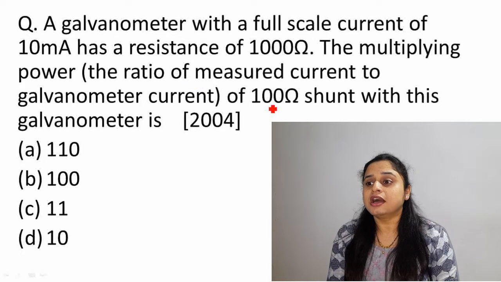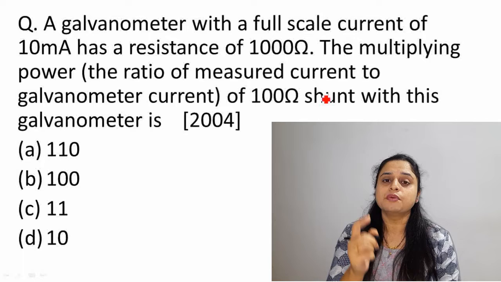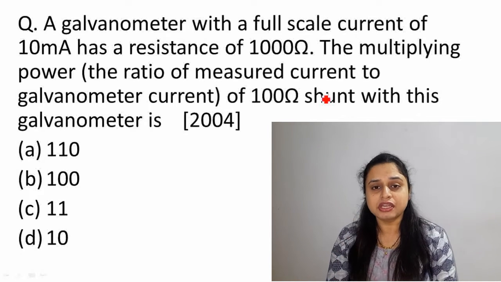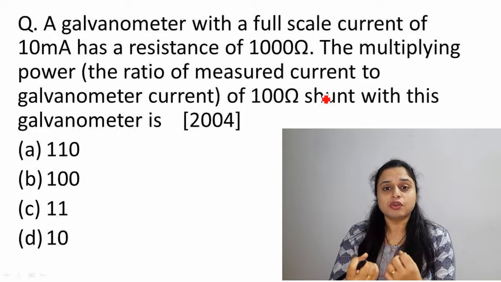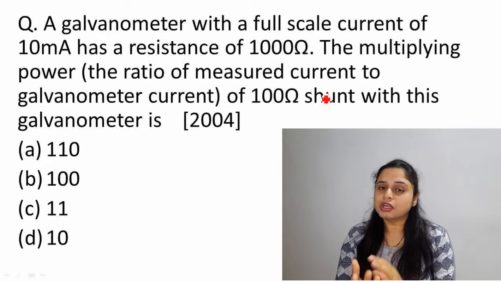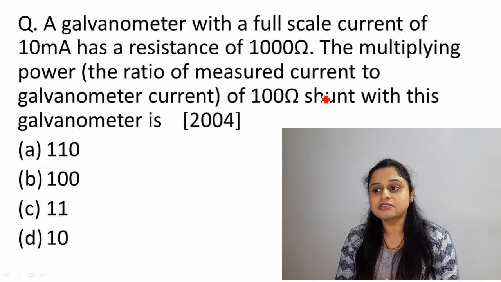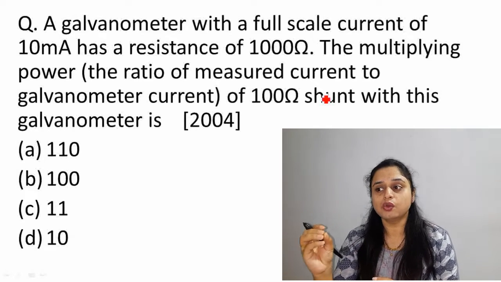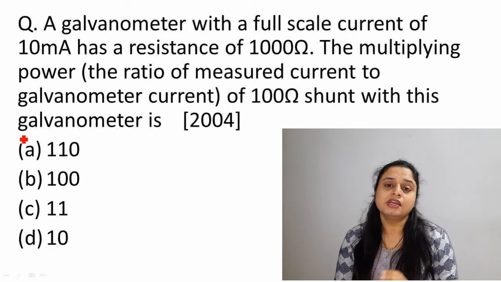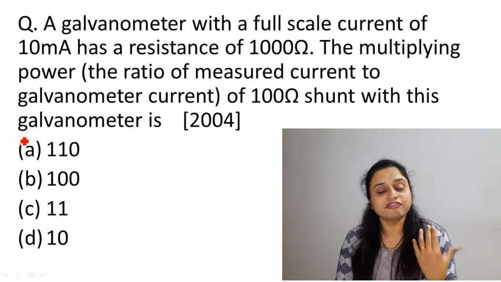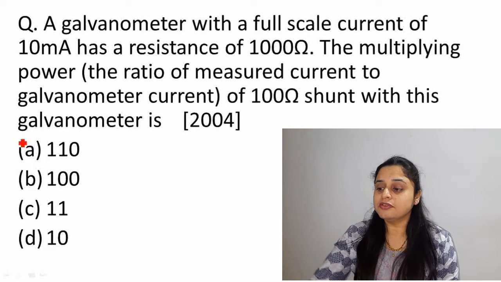And 100 ohm shunt. Why is it given? Because we are using the PMMC instrument as an ammeter. For that, we know that to measure a higher amount of current, we connect the shunt. So here the value of shunt resistance is given, that is the 100 ohm shunt. And what is asked? The multiplying power. You can say multiplying factor, which is denoted as M. So these are all the given data.